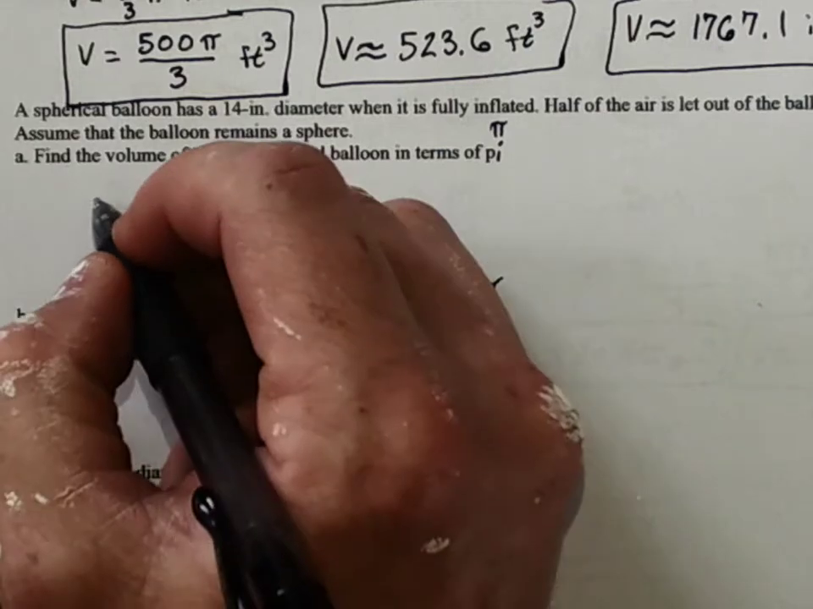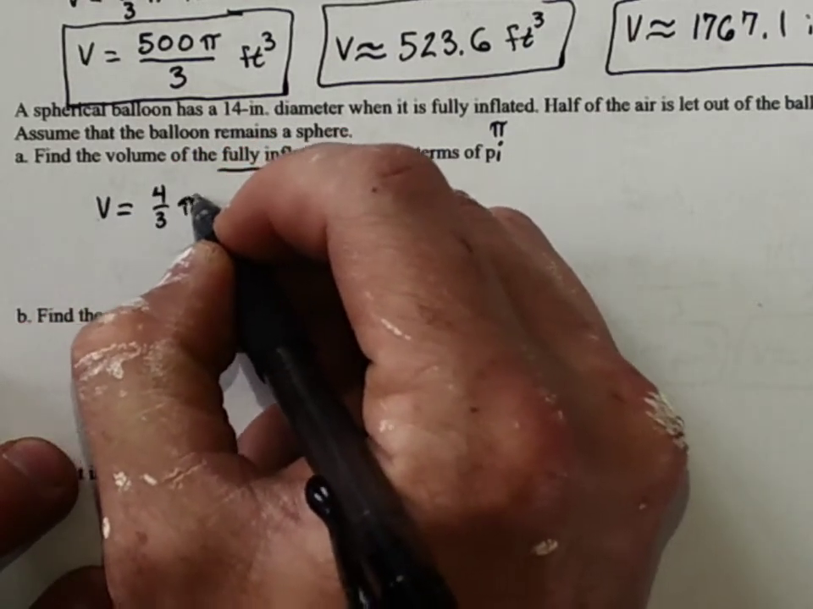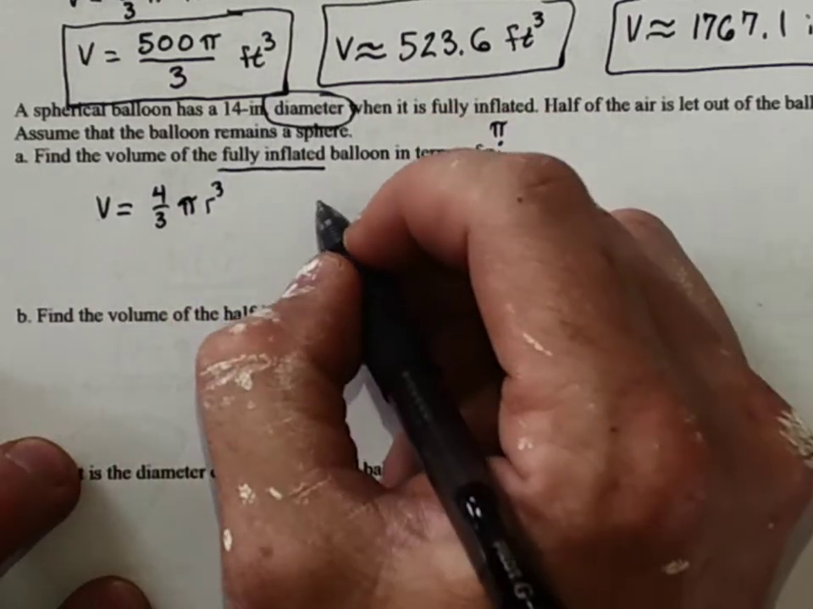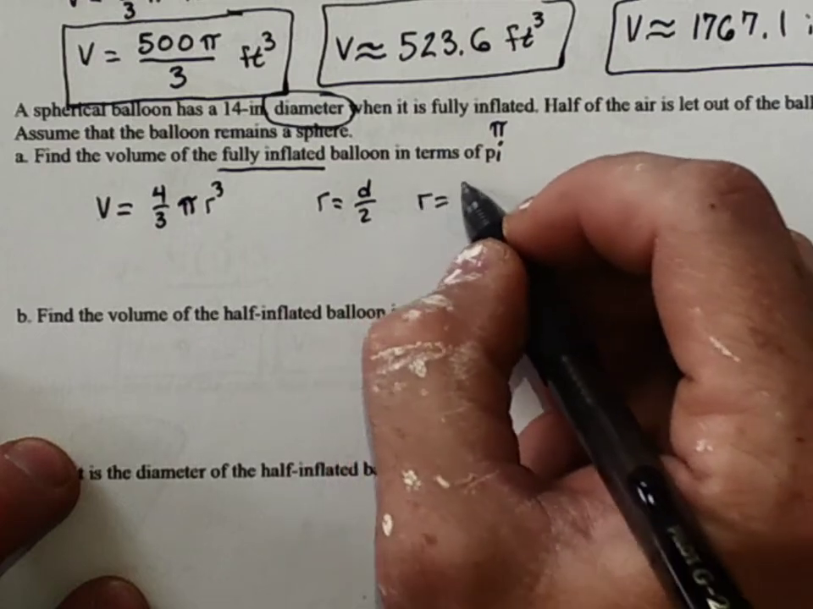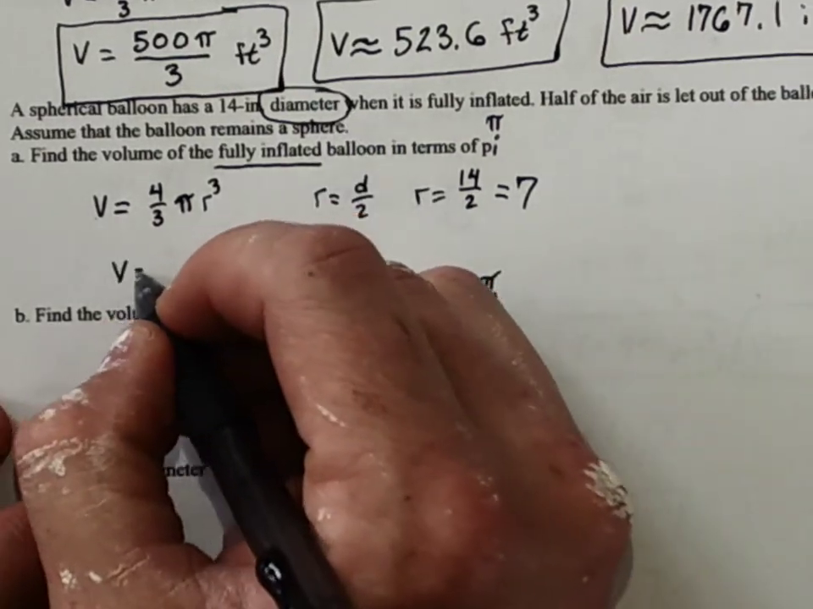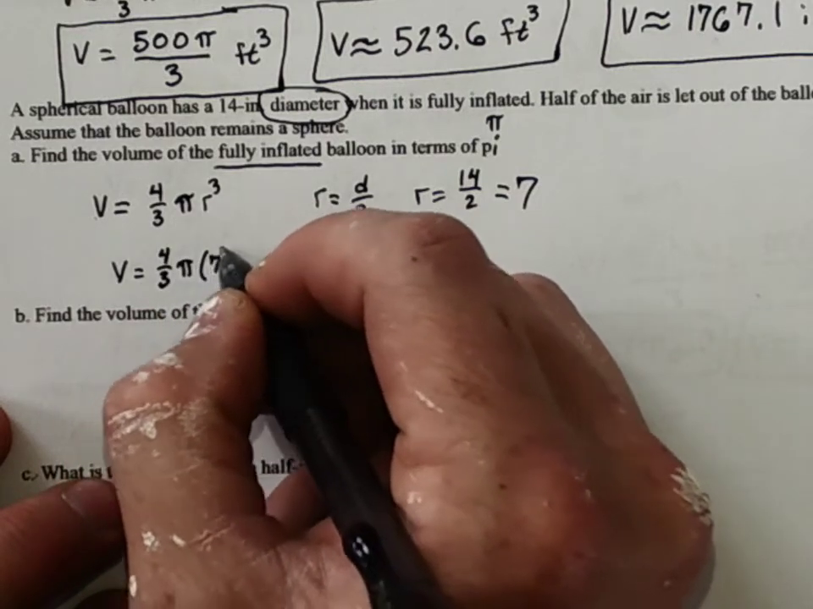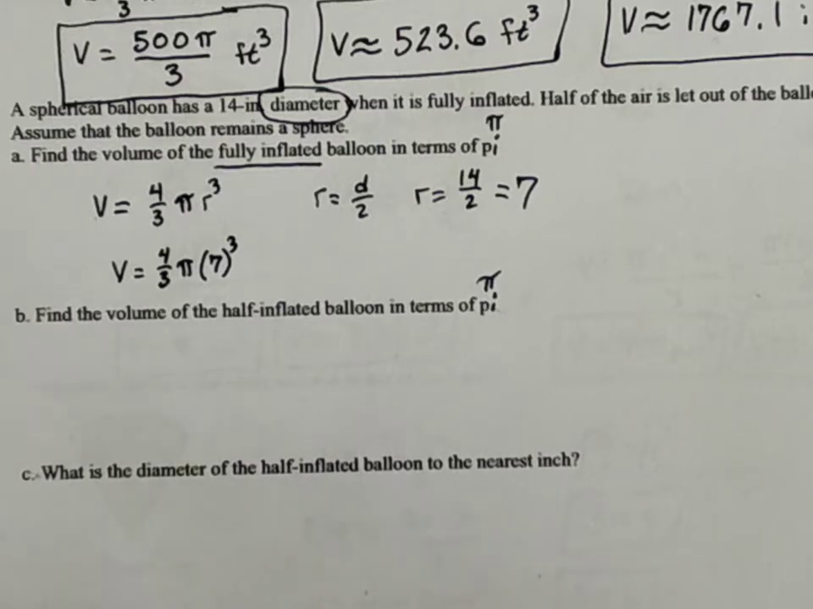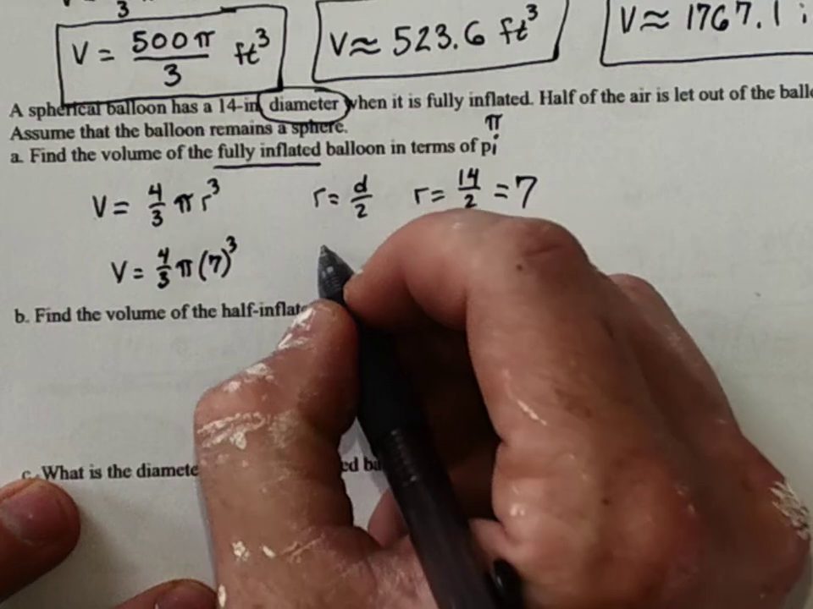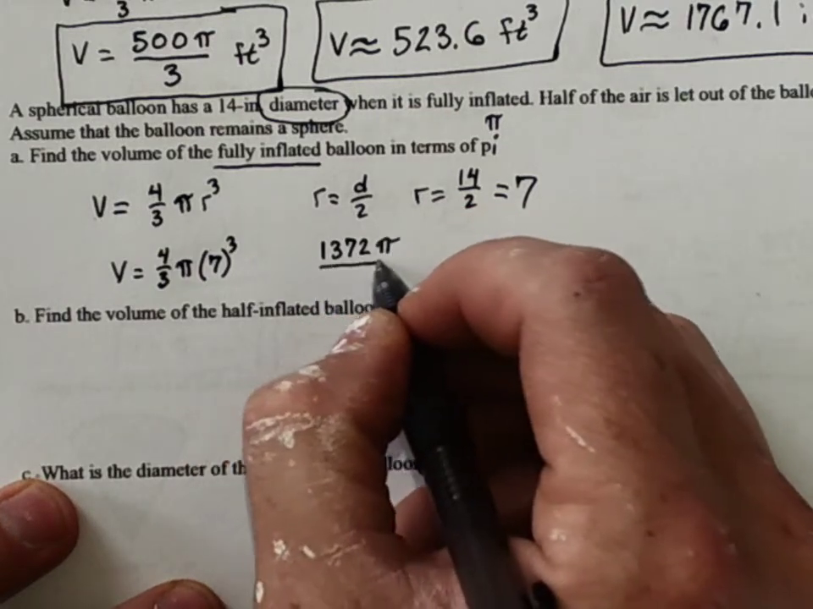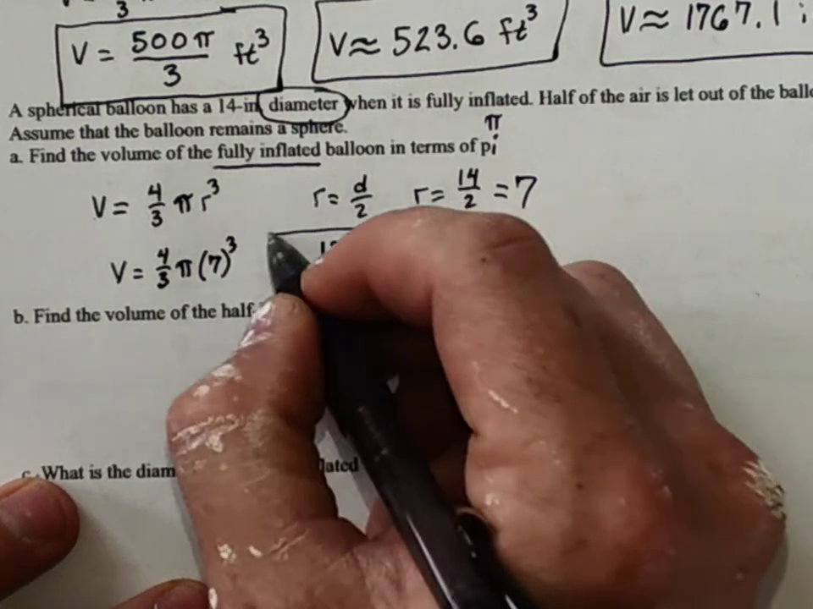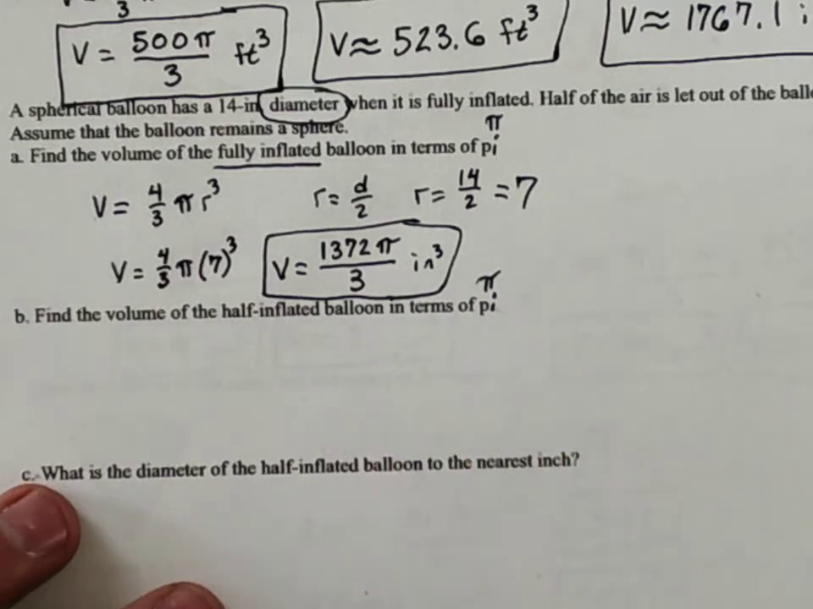Okay? All right. So the volume is going to equal 4/3 pi times radius cubed. So the fully inflated balloon has a diameter of 14. So if it has a diameter of 14, it's going to have a radius of 7. You have to take half of your diameter, which is 7. So it's going to be volume equals 4/3 pi times 7 cubed. So 4/3 times 7 cubed as a fraction is 1,372 pi divided by 3. That's our volume in inches cubed. And it says, keep your answer in terms of pi, so that's our answer in terms of pi.